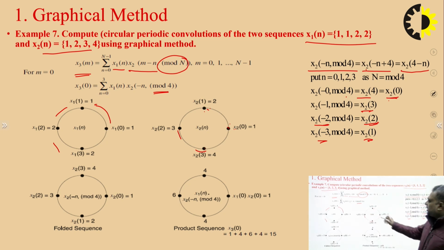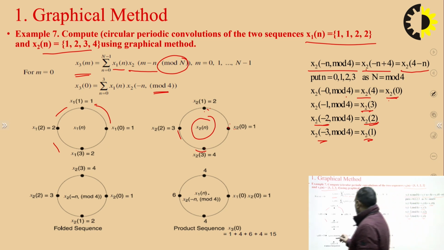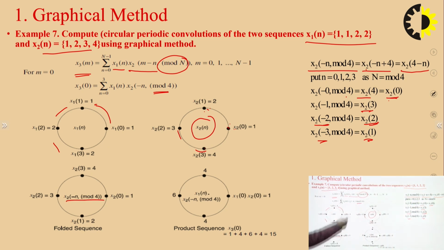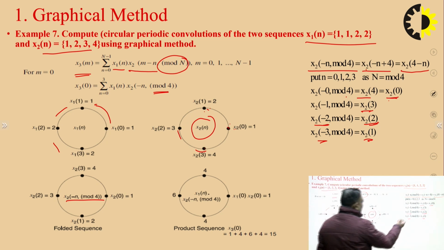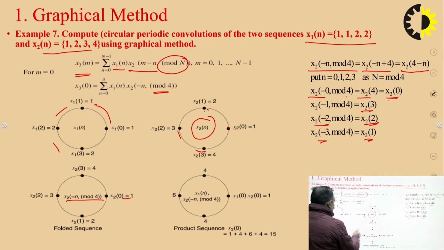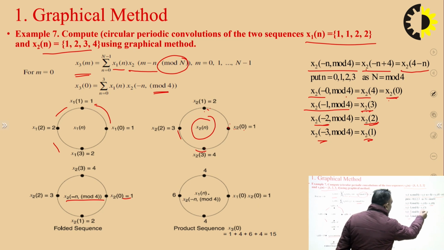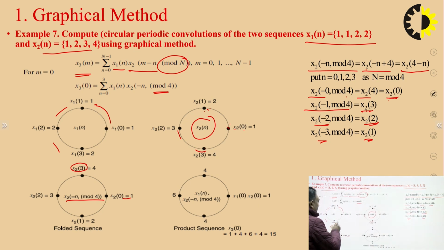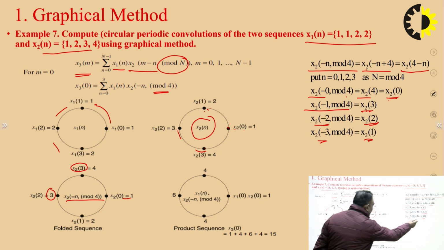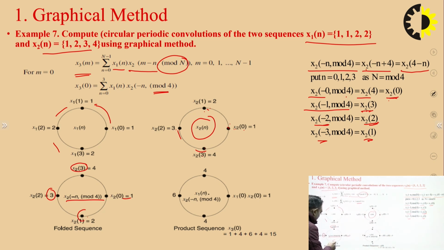Now you have to take the mirror image of this, so we have to find x2(minus n mod 4). According to this, what is the value of x2(minus 0)? x2(minus 0) will become x2(0), so the same value will come over here. Now x2(minus 1), from here you can say this value is x2(3). That's why we have written x2(3) over here. The next value, x2(minus 2), is similar to x2(2), so the same value is here, and the value of x2(minus 3) will become x2(1), so we write x2(1).